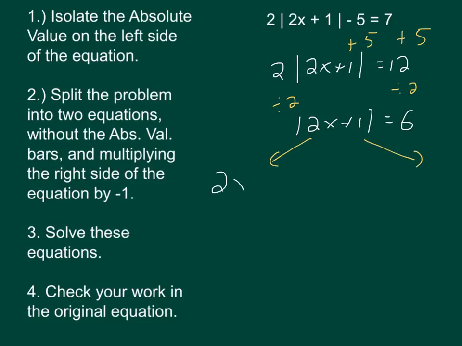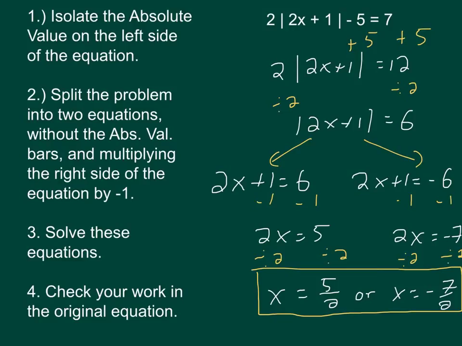The first one is 2x plus 1 equals 6. It's exactly the same equation, but without the absolute value bars. The second equation is 2x plus 1 equals, now instead of 6, I'm going to make it a negative 6. And that comes from multiplying the right side of the equation by negative 1. 6 times negative 1 becomes negative 6. And those are my two values right there. So I have my two equations: 2x plus 1 equals 6, and 2x plus 1 equals negative 6. Now we have two easy equations to solve. Go ahead and solve those, and I'm going to do that quickly here.